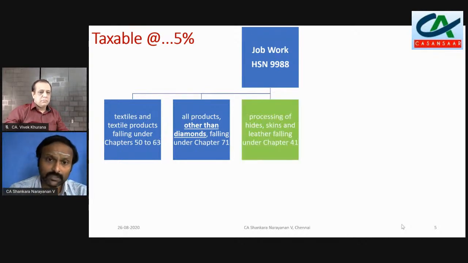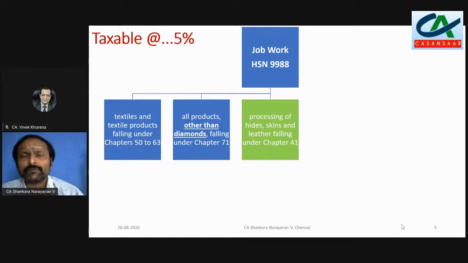And processing of any kind of hides, skins, the leather industry oriented, falling within chapter 41, will all come under this 5% taxability.